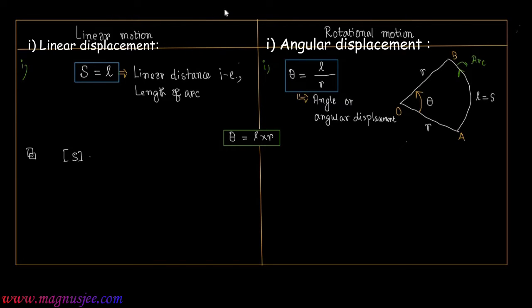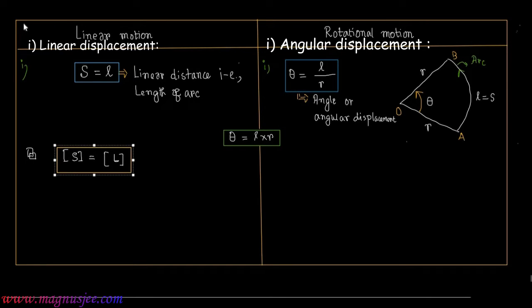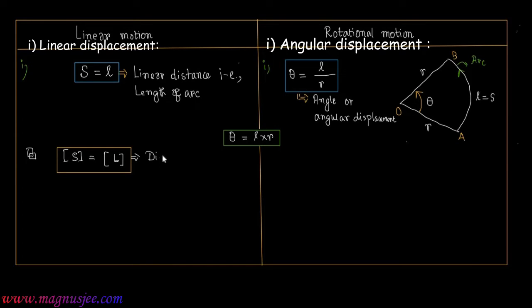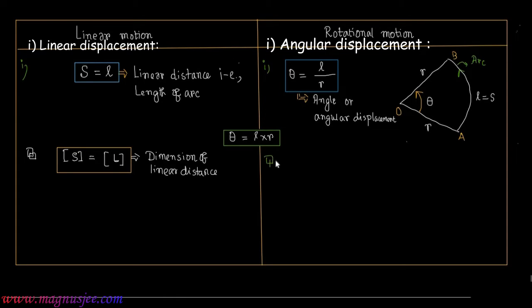Dimension of linear displacement will be equal to capital L. So the dimension of S, or dimension of linear distance or displacement, will be L. Dimension of S is equal to dimension L, that is the dimensional formula of linear distance traveled by a body in linear motion. On the right hand side we can find the dimension of angular displacement, that is dimension of theta.